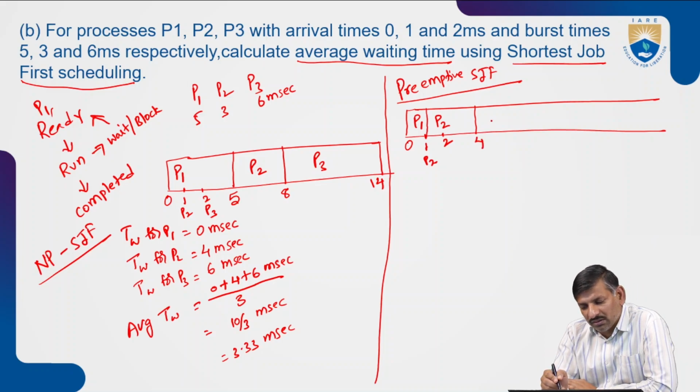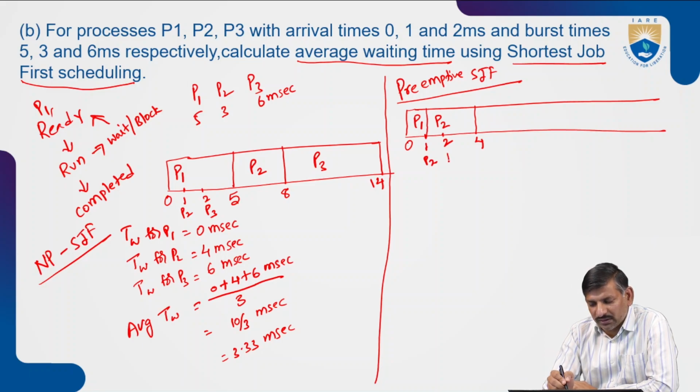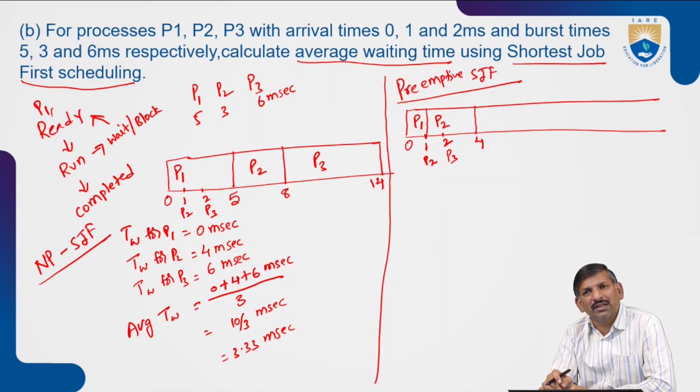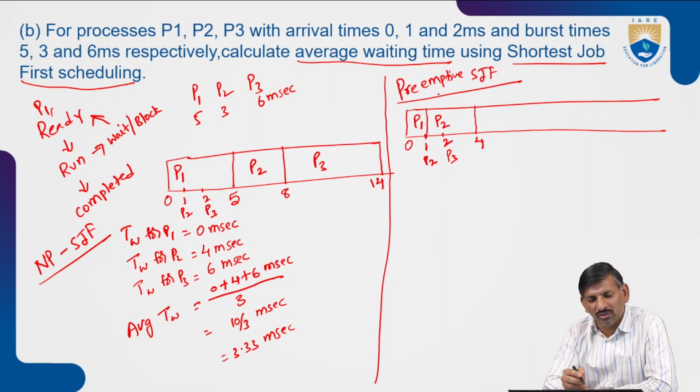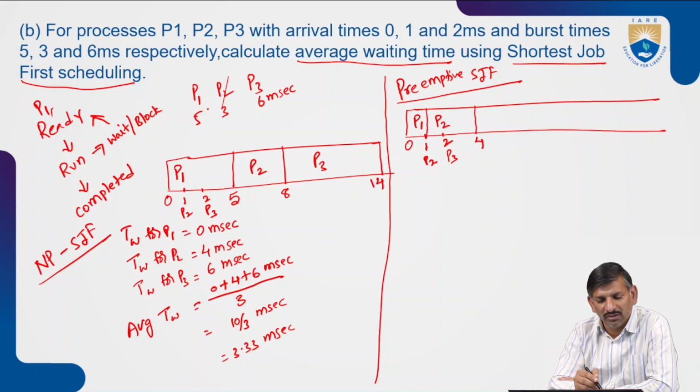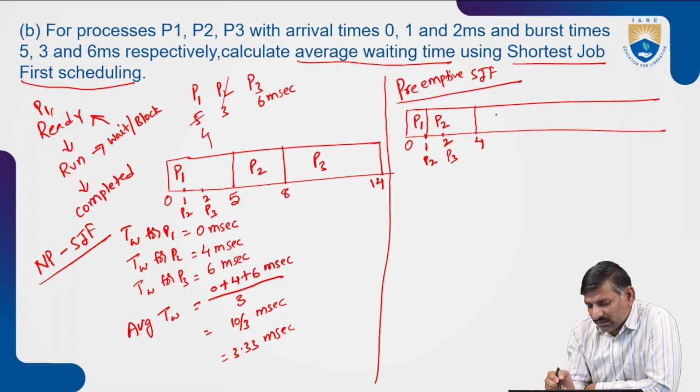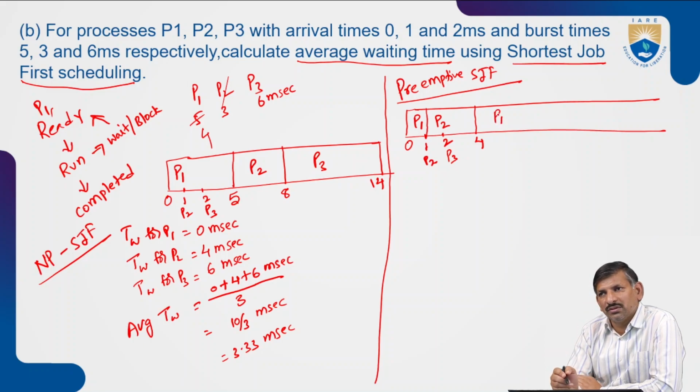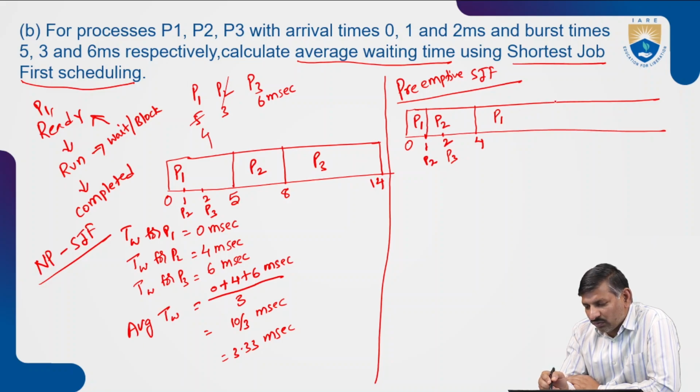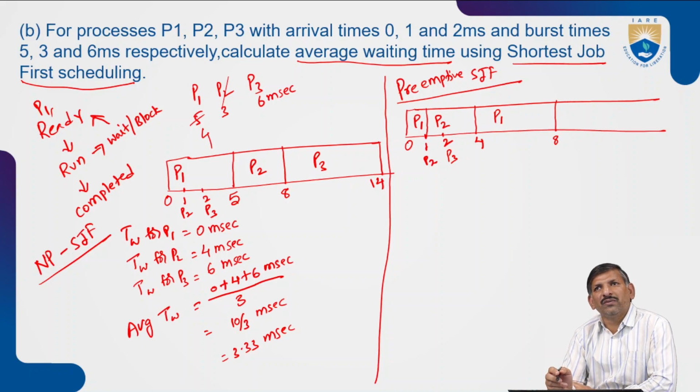Again, now at the time of 4th millisecond, what are the processes in the ready state? Already P2 completed, so only P1 and P3 are available. P1 remaining execution time: already 1 millisecond completed, so the remaining is 4 milliseconds. And P3 execution time is 6 milliseconds. Among these two, which one is having less execution time? Already one completed, 4 remaining, 4 and 6. So P1 is having less execution time, so P1 is scheduled for execution. What is the execution time here? From 4 milliseconds up to 8 milliseconds, P1 will be executed.